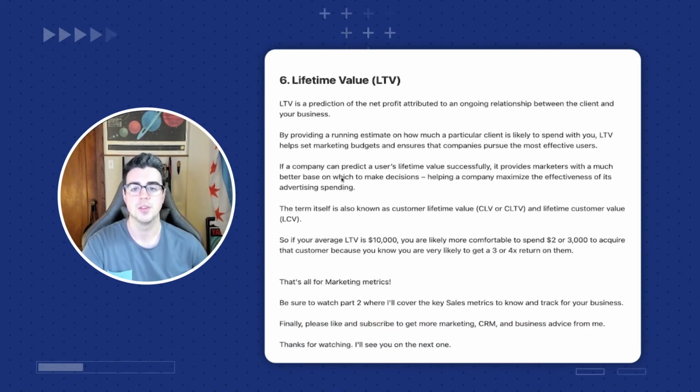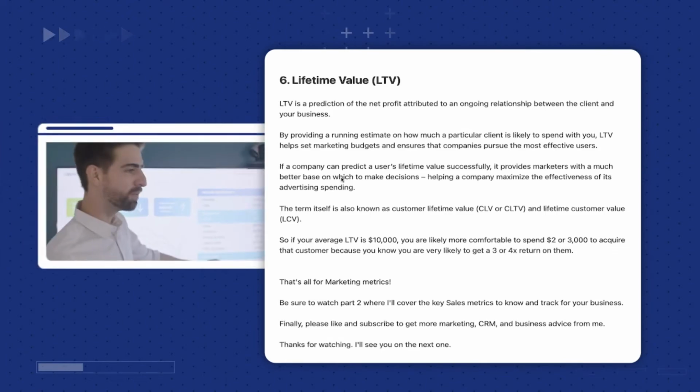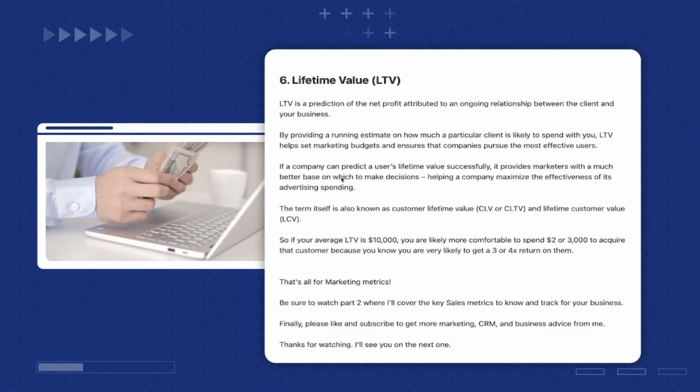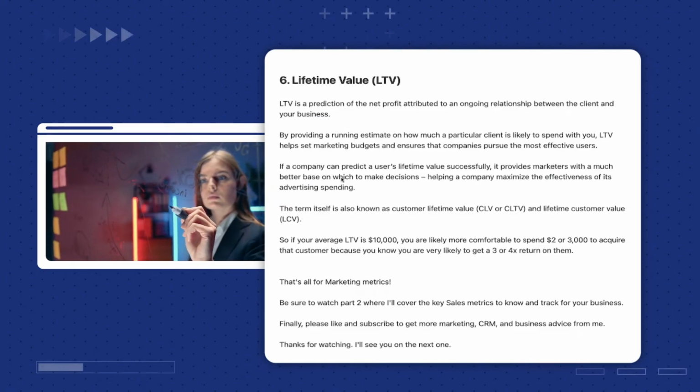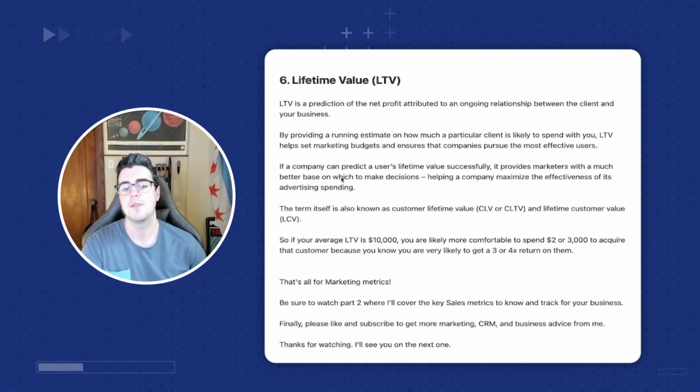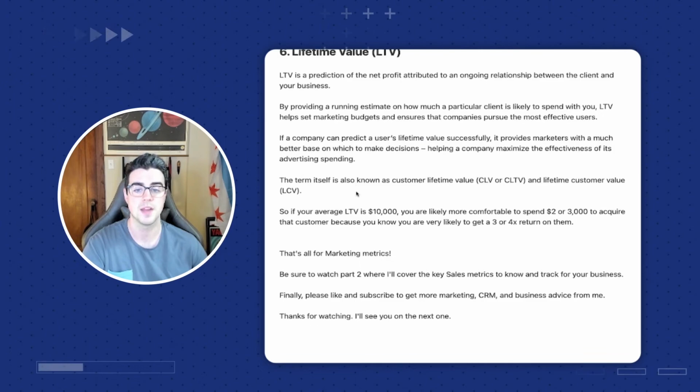Number 6, your lifetime value, or LTV. LTV is a prediction of the net profit attributed to an ongoing relationship between the client and your business. By providing a running estimate on how much a particular client is likely to spend with you, LTV helps set marketing budgets and ensures that companies pursue the most effective users. If a company can predict a user's lifetime value successfully, it provides marketers with a much better base on which to make decisions, helping a company maximize the effectiveness of its advertising spending or overall marketing spending.